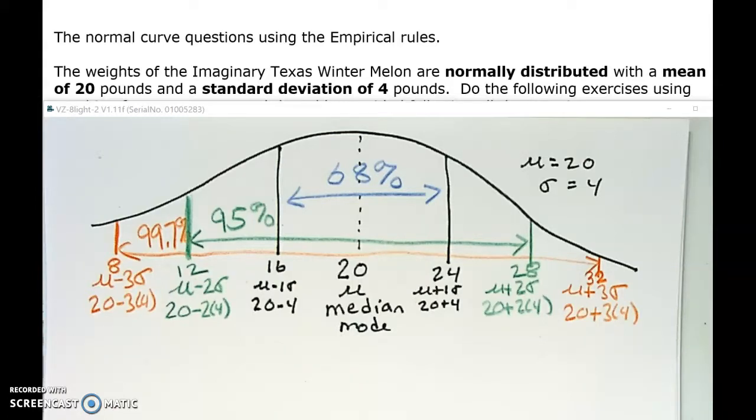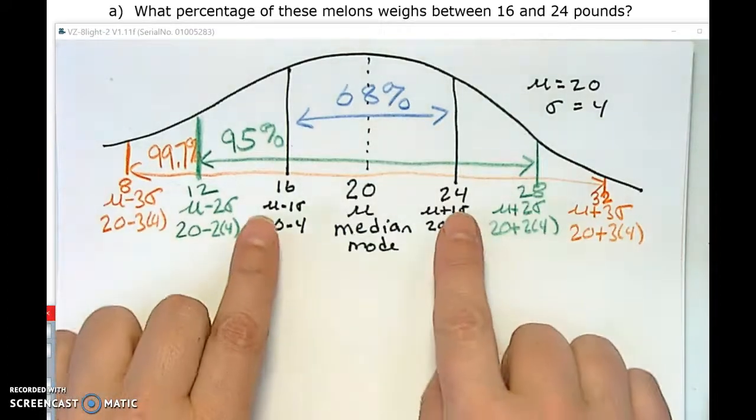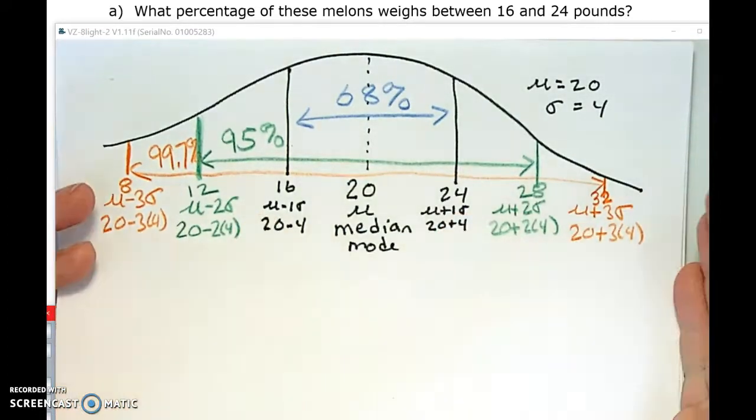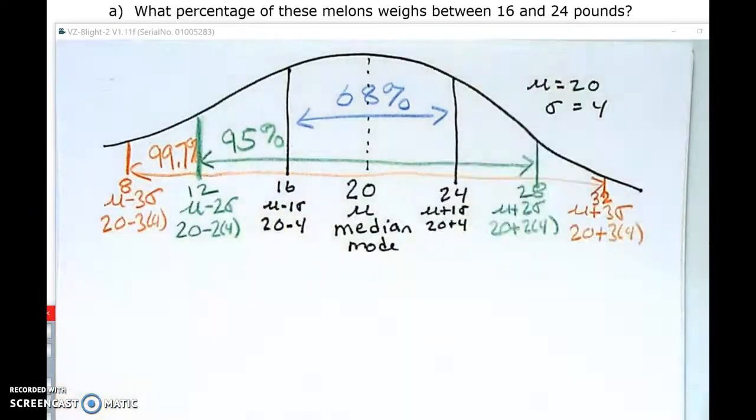So let's start looking at the problems. The first couple questions are pretty straightforward. The first one asks us what percentage weigh between 16 and 24 pounds. And once you've drawn the picture, it just kind of screams at you. It's 68% that are between 16 and 24 pounds.